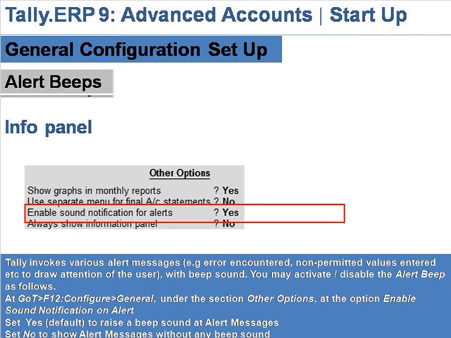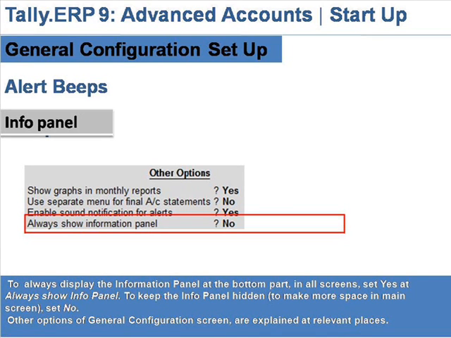Info panel. To always display the information panel at the bottom part in all screens, set Yes at Always show info panel. To keep the info panel hidden to make more screen space in the main screen, set No. Other options of the general configuration screen are explained at relevant places.